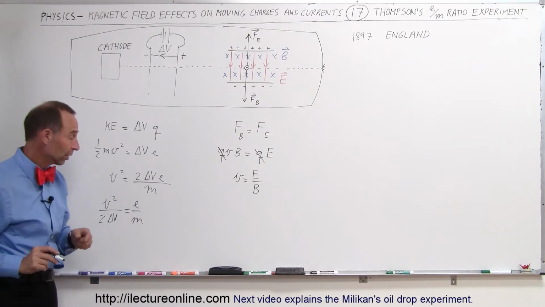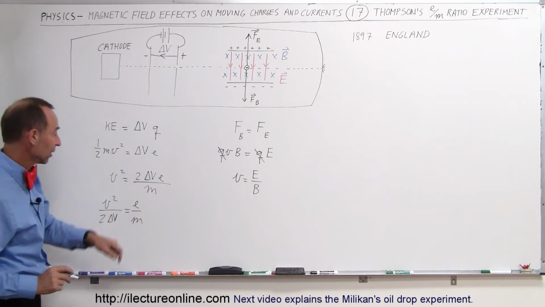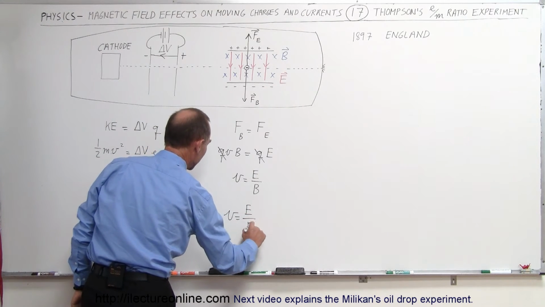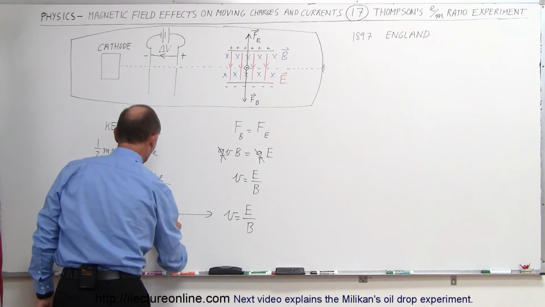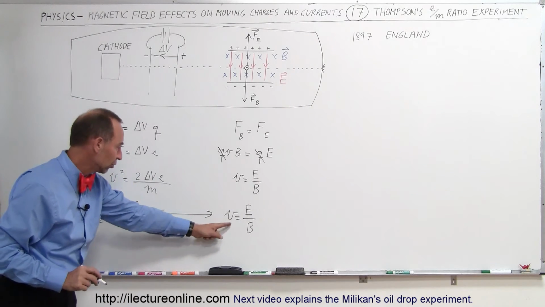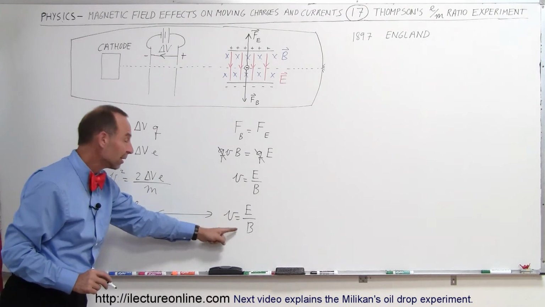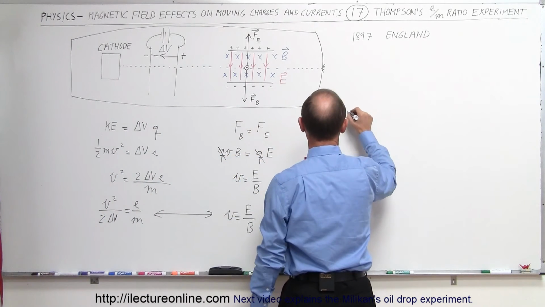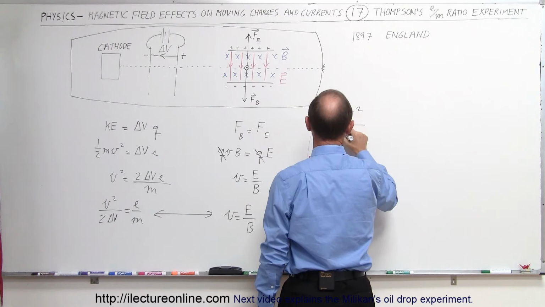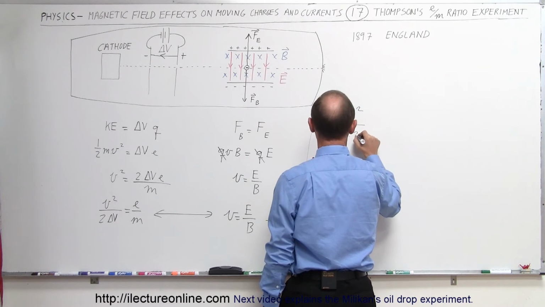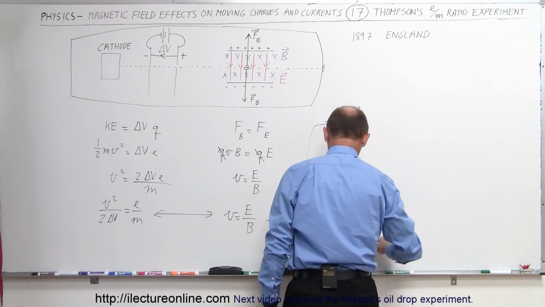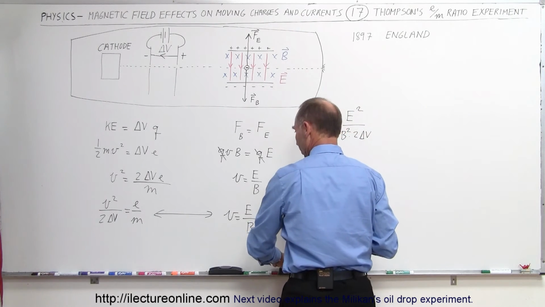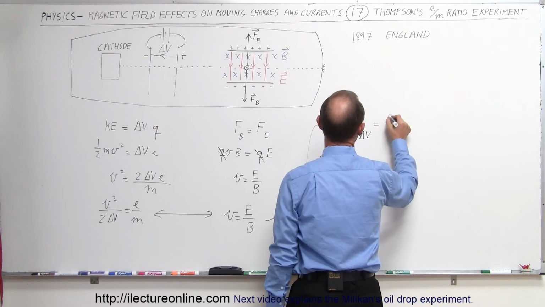Okay, that's what Thompson realized, that this would be the case. And then over here he said I can adjust the velocity by setting it equal to E divided by B. And then if we relate those two equations equal to each other, if we substitute the V over here by E divided by B, we then get the following equation. Then we get E squared divided by B squared times 2 times delta V, the change of potential across those plates, would be equal to E over M.